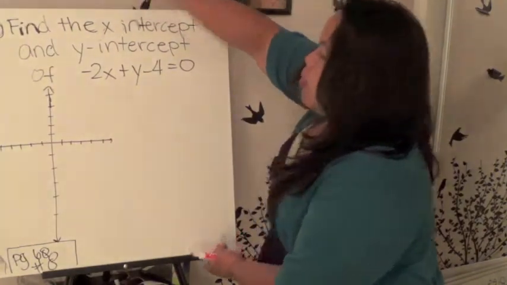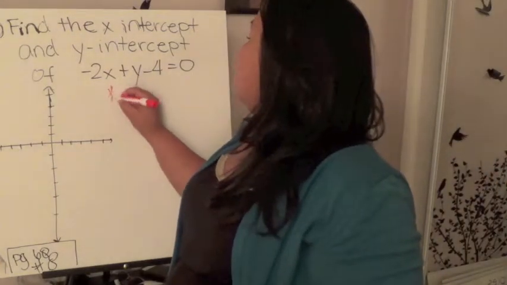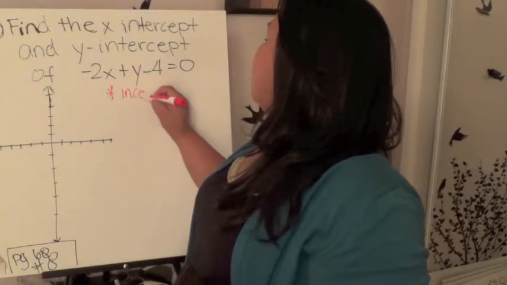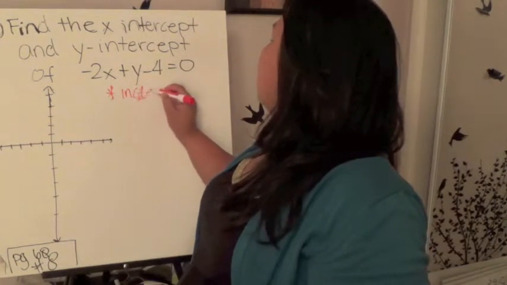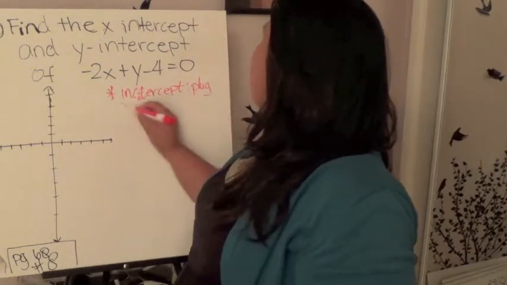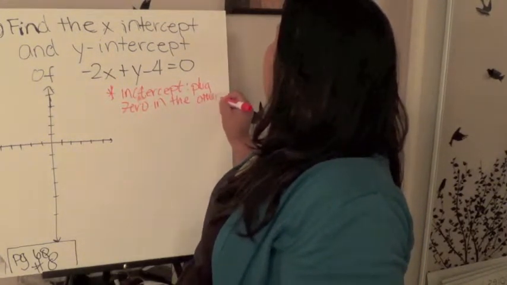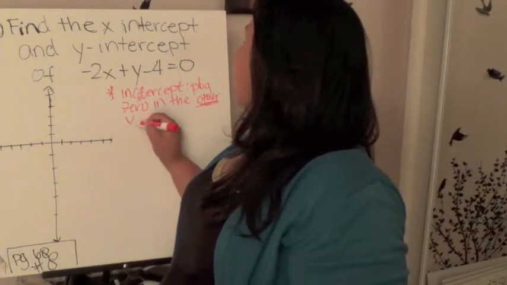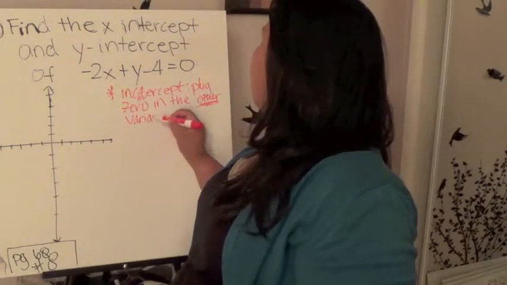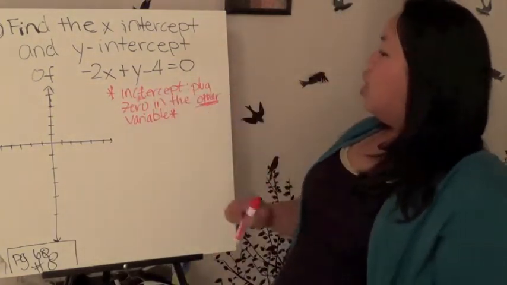Our final example is to find the x-intercept and y-intercept. Basically, the main thing you need to know is that to find any intercept, I need to plug 0 in for the other variable. So in order for me to find the intercept, I need to plug the 0 in for the other variable.